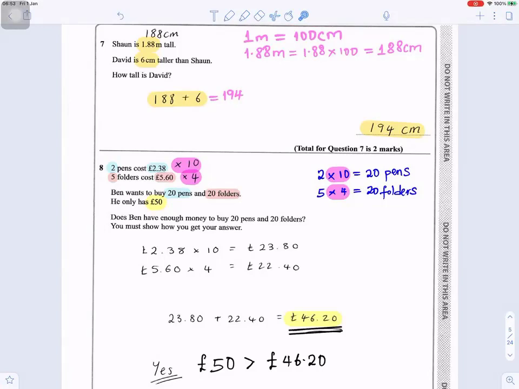Question number 8. 2 pens cost £2.38. 5 folders cost £5.60.